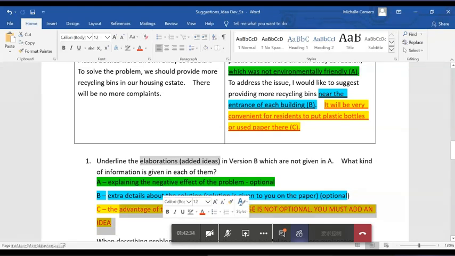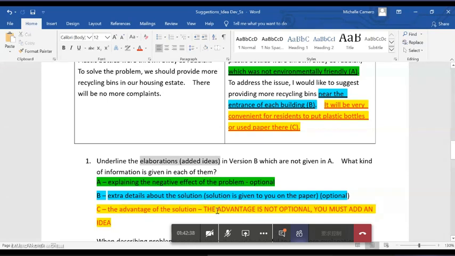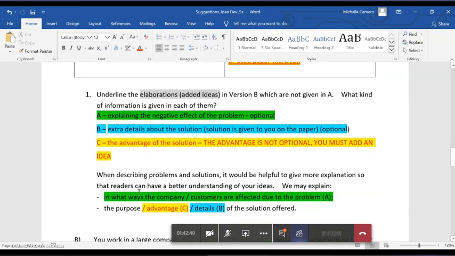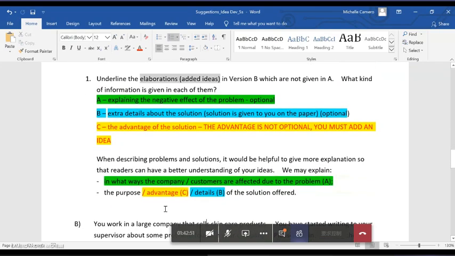So please understand that. All right, so we've talked about 3 different ways to add ideas to your paragraph. 2 of those ways are optional. One of them, adding the advantage to the solution, is not. And we've talked about this here. When describing problems and solutions, it would be helpful to give more explanation so the readers can have a better understanding. So you can explain in what ways the company or customer are affected due to the problem. So that's green, that's A.